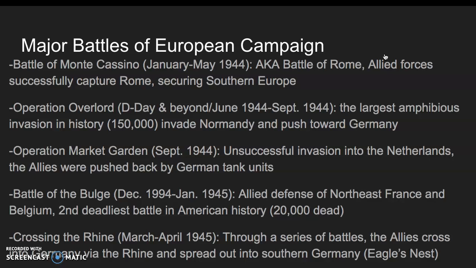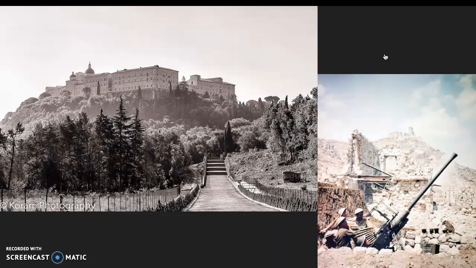The last gasp effort of the Germans, and then crossing over the Rhine River into Germany, March and April of 1945, through a series of battles. Allies cross into Germany via the Rhine and spread out into southern Germany, where they'd capture one of his many fortresses called the Eagle's Nest.